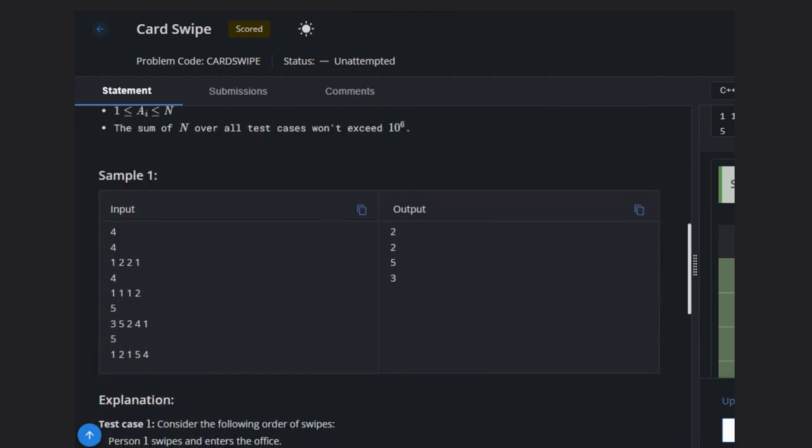In this example, the first person comes, and then the second person comes, the second person goes out again. So we will delete this, and again the first person goes out. So there are two persons there at one time.